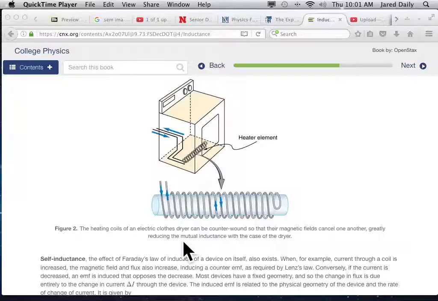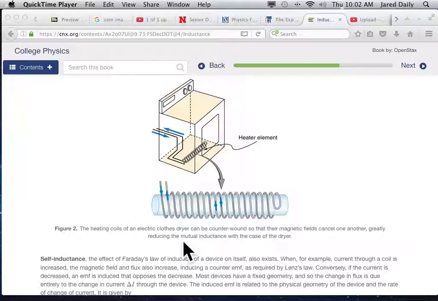Why would you do that? Well, because when you have two identical coils where the current is always going opposite in each coil, you actually reduce the effect of the self-inductance, or of this mutual inductance. Because if the current is always going in opposite directions, then those two magnetic fields always cancel each other out, and there is no mutual inductance between the two coils.